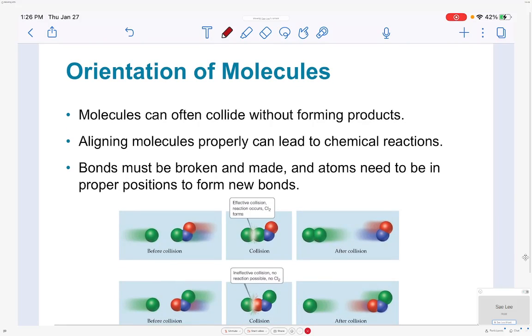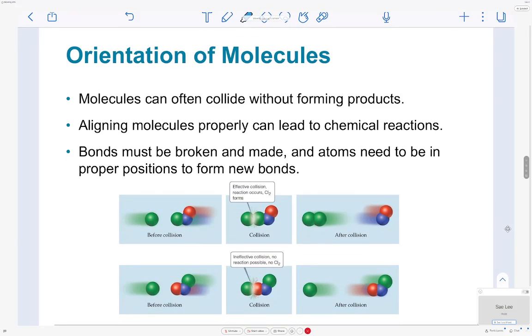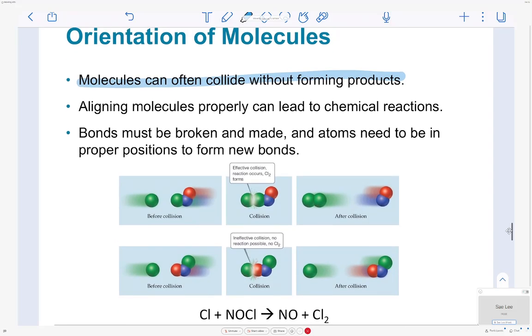Orientation of the molecule is also very important in affecting the reaction rate, because not all collisions allow successful reactions. Molecules can often collide without forming any products. Molecules need to have proper orientations for proper reactions to occur, and when atoms are properly positioned to form new bonds, then this formation of new bonds allows chemical reactions to take place.